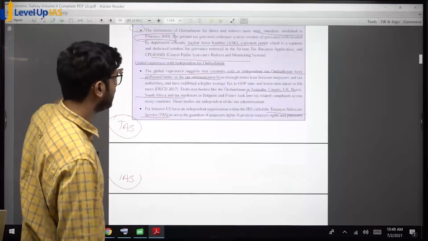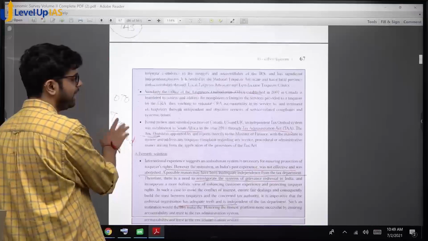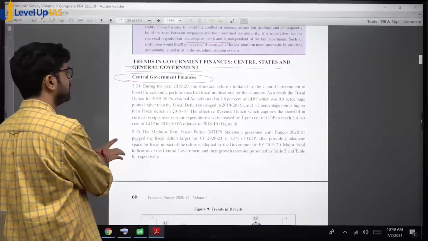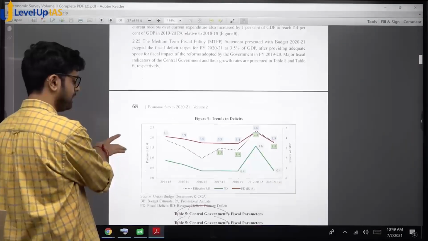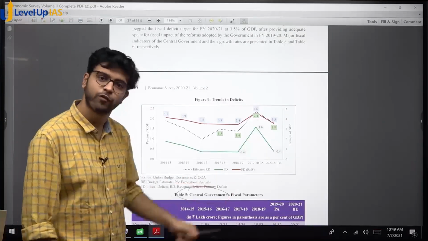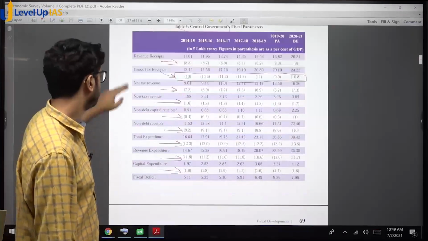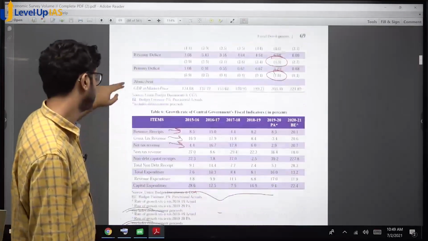This is all tax related. Remember we did the taxation chapter also. So you will find a lot of government data and government measures for tax here. Central government finances, effective revenue deficit, primary deficit, fiscal deficit. Do we know all these things? Yes, we know all these things. ये तो same है. Non-tax revenue and all of this.